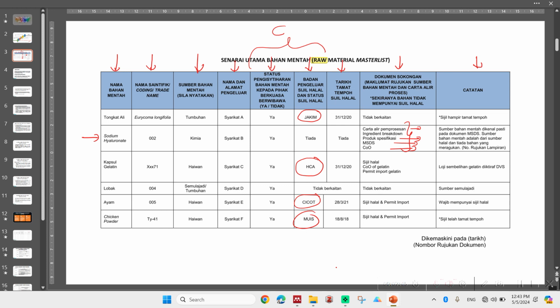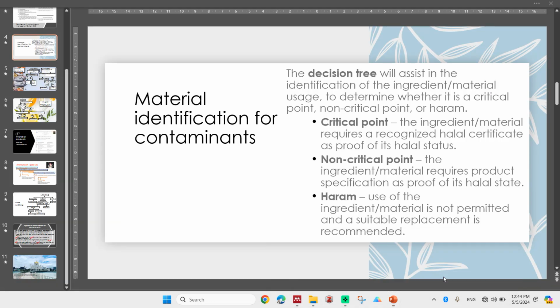So that's why we, as an entity who wants to get a halal certificate for our product, shall request these documents from the supplier. Okay, so this is why in chapter number 8 we talk about the critical point, non-critical point, and also haram. So it is a common approach.